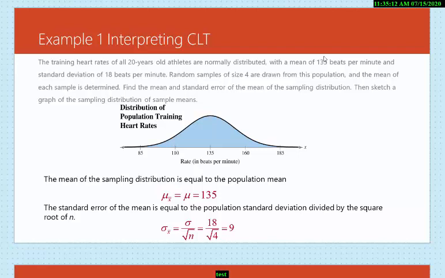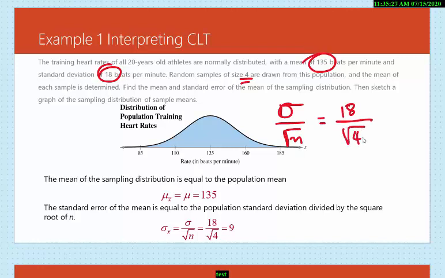And right here, the standard error will be nothing else than sigma divided by square root of n. That is 18 divided by square root of 4. That is 18 over 2, that is 9. Okay, so pretty much if I want to look at it and look how it looks, this is how it looks like.